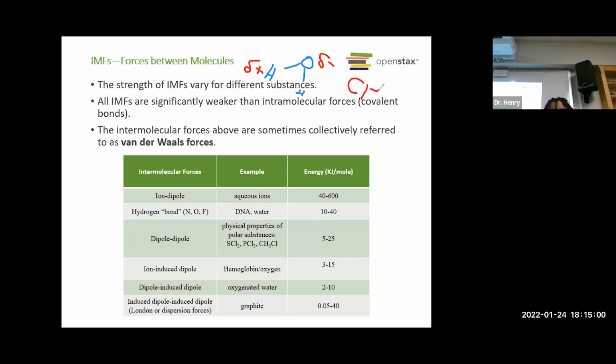Now, the energy associated with that connection ranges from anywhere from 40 to 600 kilojoules per mole. Okay, and that's the case when we have an ion and a dipole.